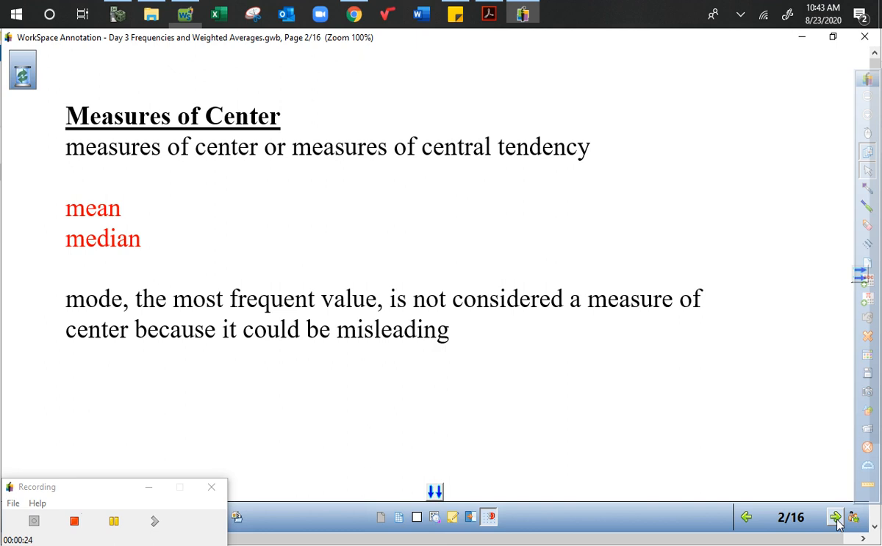Mode is on here because it's another common measurement, but it is not a measure of center because mode, the number that appears most often, doesn't necessarily have to fall in the middle of the set. Okay, so it is not a measurement of center.